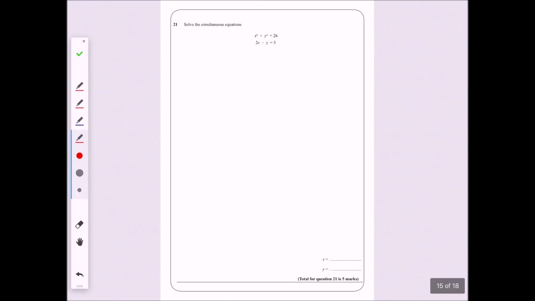Question 21. Solve the simultaneous equations x squared plus y squared equals 26 and 2x minus y equals 3. So, first things first, I'm going to rearrange this. I'm going to take the y on that side. I'm going to take the 3 on that side to give us 2x minus 3 is equal to y. That gives us the y being positive. And I now know what y is, so I can put that into here in place of the y. And the y was squared, and that gives us 26.